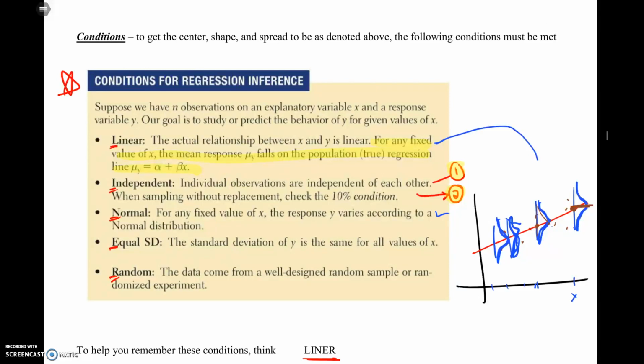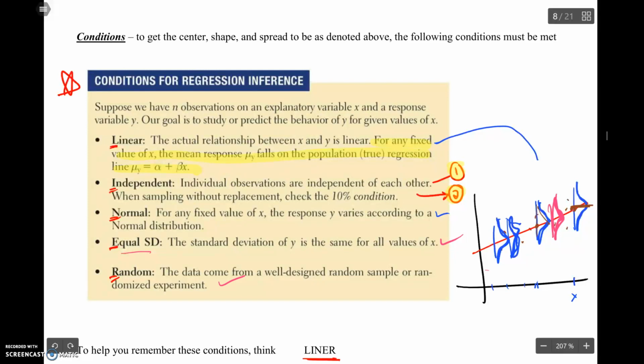Equal standard deviation. So not only do these have to be centered on the line and have to be normal, but they have to have equal standard deviations also. So you can't have one value in here that's super spread out and then others where it's close. All of these normal distributions have to be approximately equal in variability. And then the last one is our good old random check.